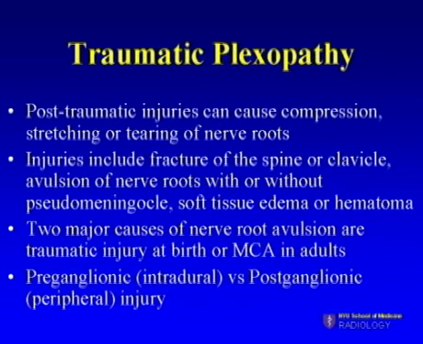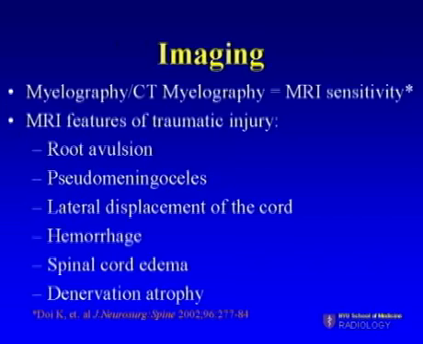We can further characterize traumatic plexopathies into a preganglionic etiology, which tends to be intradural, or postganglionic, which may be peripheral nerve injury. So in the past, it was believed that myelography and CT myelography may have been more sensitive in detecting nerve transections and nerve root injuries. But it's been shown that it may be equal to MR sensitivity.